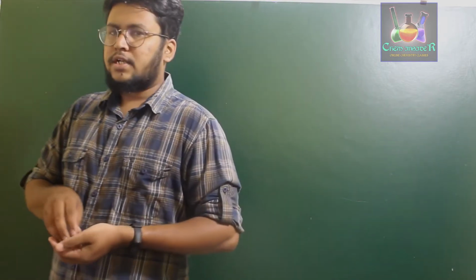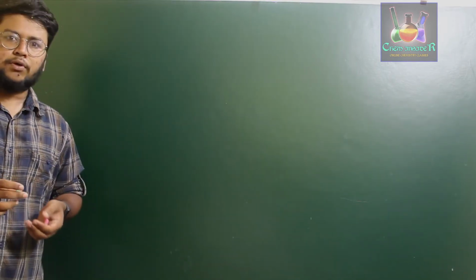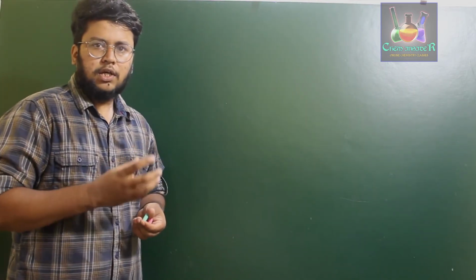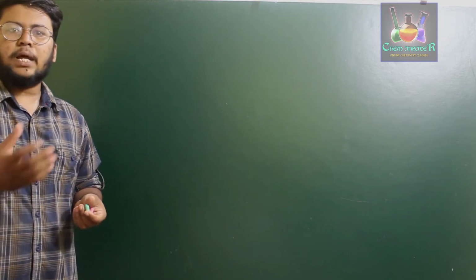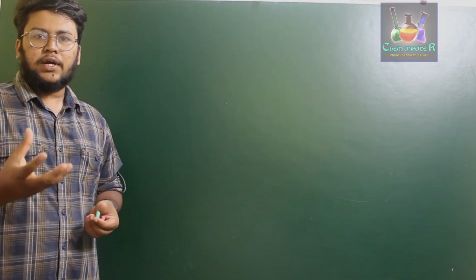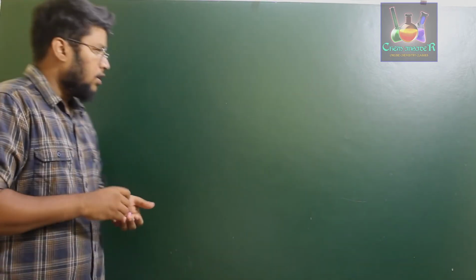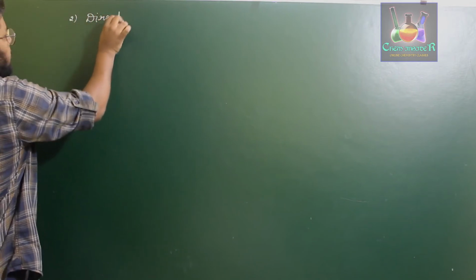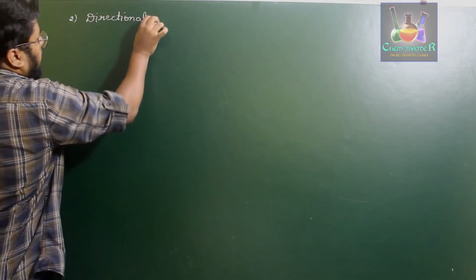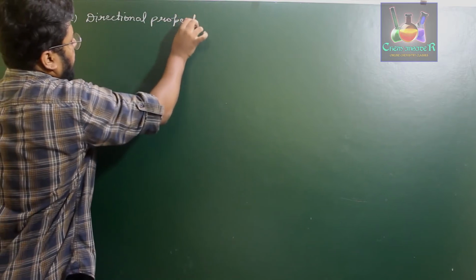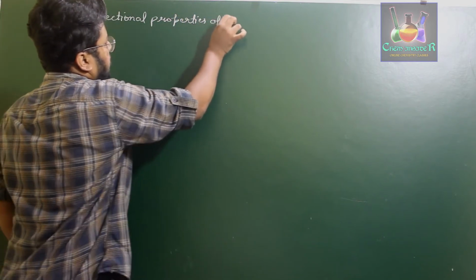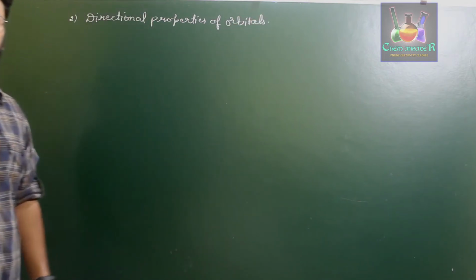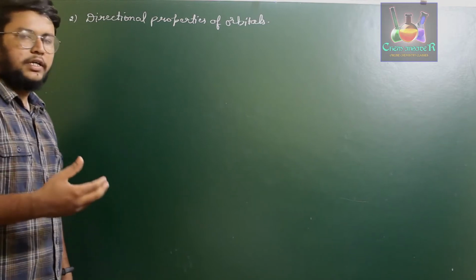Now we discussed the first one, that is the orbital overlapping concept, where we learned that whenever 2 atomic orbitals come close to one another, they overlap with one another depending upon the attraction forces and the repulsion forces, right? Now we'll discuss the second concept, that is directional properties of orbitals. The atomic orbitals of an element will have certain directions.